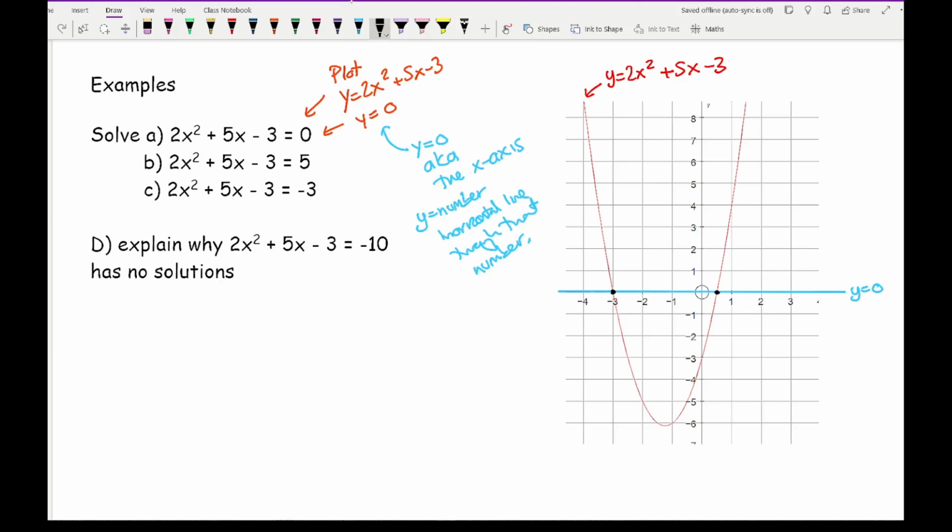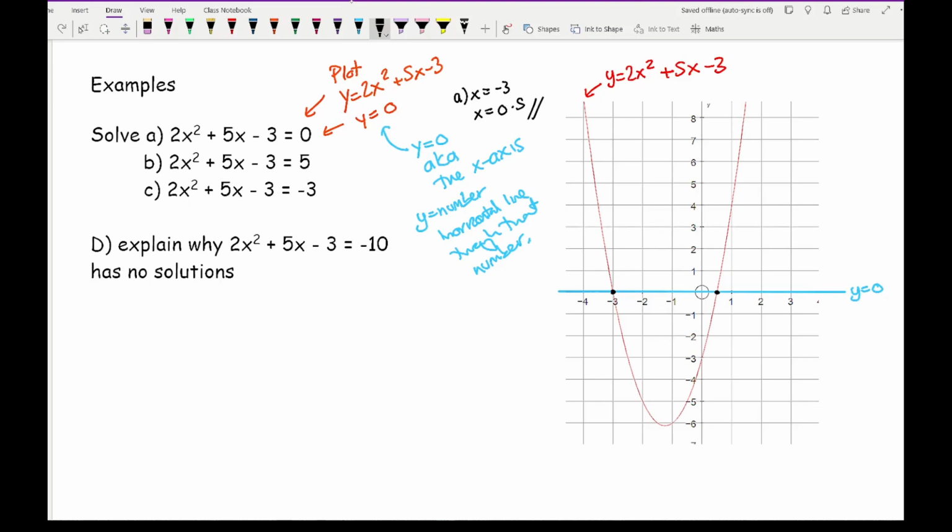Now what I need to do is give the x-ordinates of where those black dots are. So for a, x equals minus 3, or it can equal, and I give that as being 0.5. If you want to write it as a fraction, again, that's absolutely fine. So then that would be your answer.